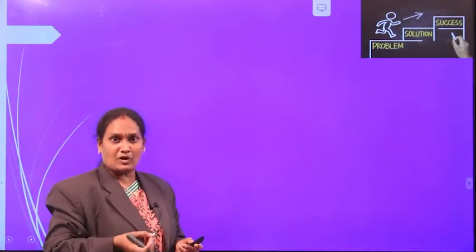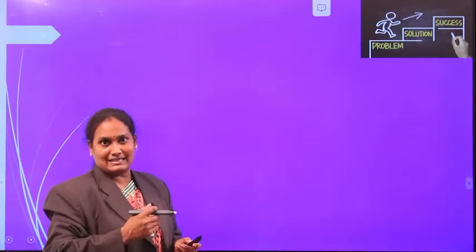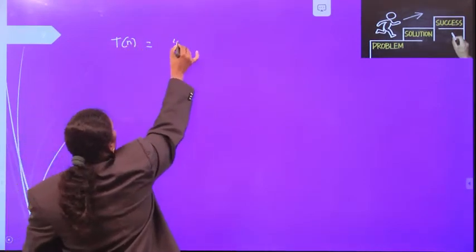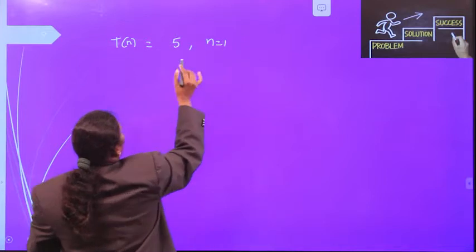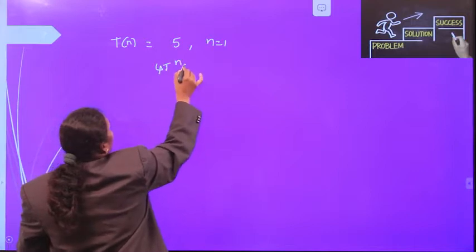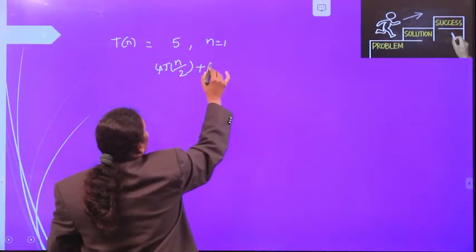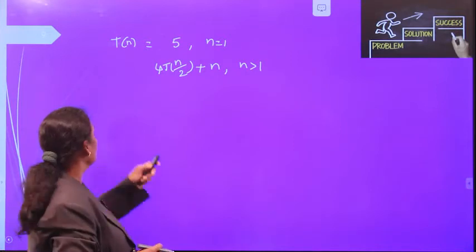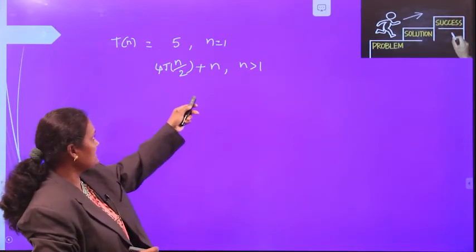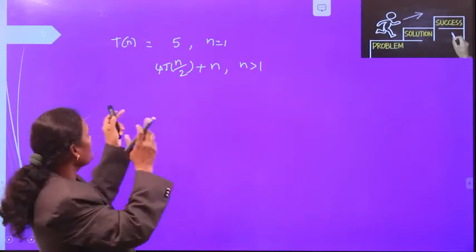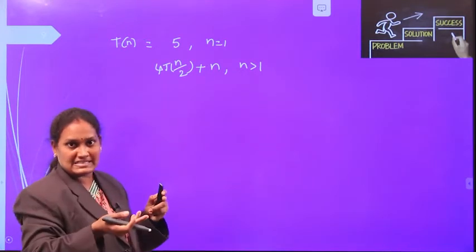Now, I am going to explain how to calculate the time complexity of any divide and conquer algorithm. Let us take an example here. T of n is equal to 5 when n is equal to 1, and 4 into T of n by 2 plus n when n is greater than 1. Suppose you are given this recurrence relation. Now, how to solve this recurrence relation to obtain its time complexity?